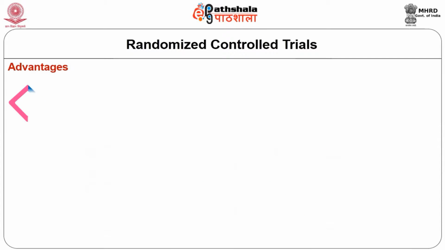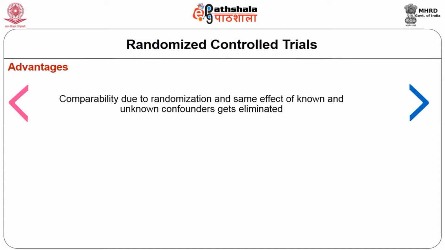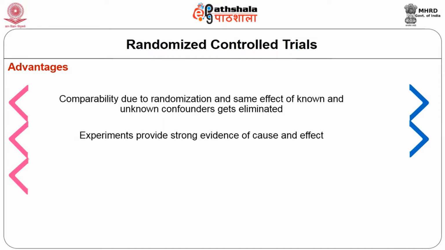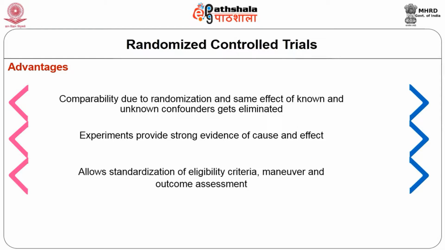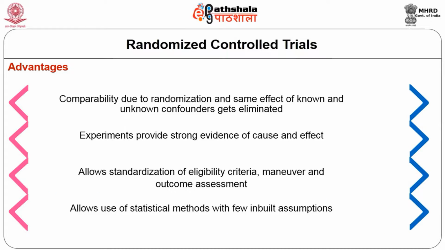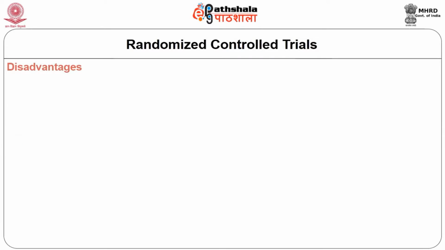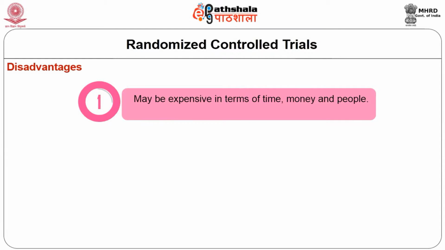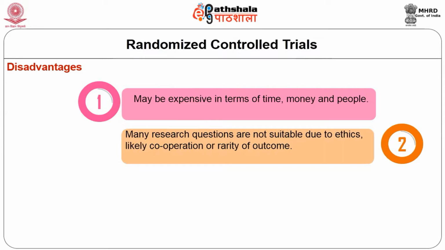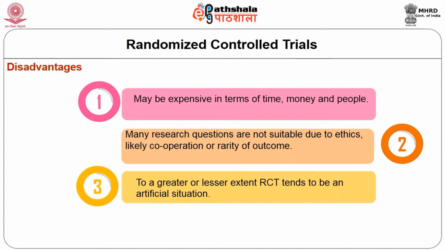The advantages of randomized control trials are comparability due to randomization, and the effect of known and unknown confounders gets eliminated. Experiments provide strong evidence of cause and effect, allow standardization of the eligibility criteria, maneuver and outcome assessment, and allow use of statistical methods with few inbuilt assumptions. The disadvantages are that they may be expensive in terms of time, money and people. Many research questions are not suitable due to ethics, likely cooperation or rarity of outcome. To a greater or lesser extent, randomized control trials tend to be an artificial situation.